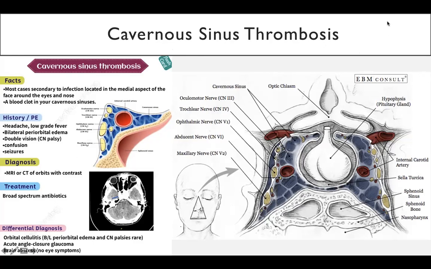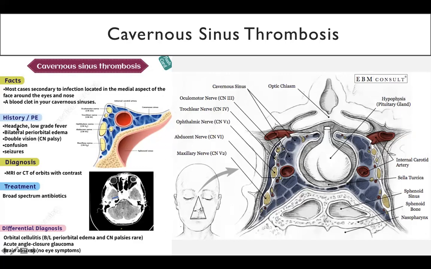So, cavernous sinus thrombosis, as you already know from your medicine lectures. Most cases are secondary to infection. So we have dental caries, and this is also a kind of infection, or pulpitis or abscess. Because the veins are connected, most cases are secondary to infection located in the medial aspect of the face around the eyes and nose. A blood clot in your cavernous sinus. So cavernous sinus thrombosis is a blood clot in your cavernous sinus. History and presenting physical examination.